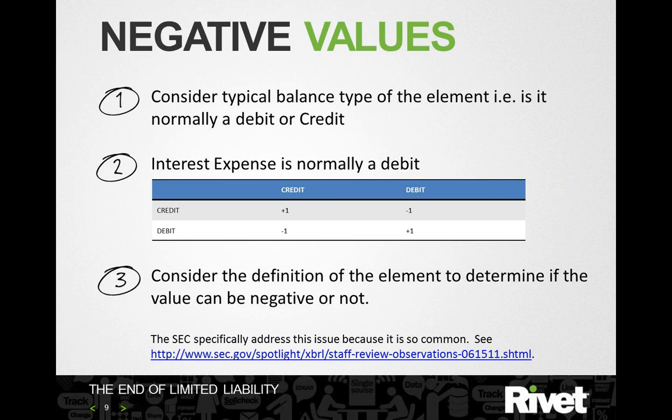The third thing is to consider the definition of the element to determine if the value can be negative or not. There are a large number of elements in the taxonomy that can be negative, things like income, loss or gain or loss, or payments and proceeds to or from, or cash used or provided. So there's lots of elements where you can have negative balances, and it's appropriate that they have negative balances. So just be cognizant of what the definition is, and read the definition carefully to see if an item can be negative or not.